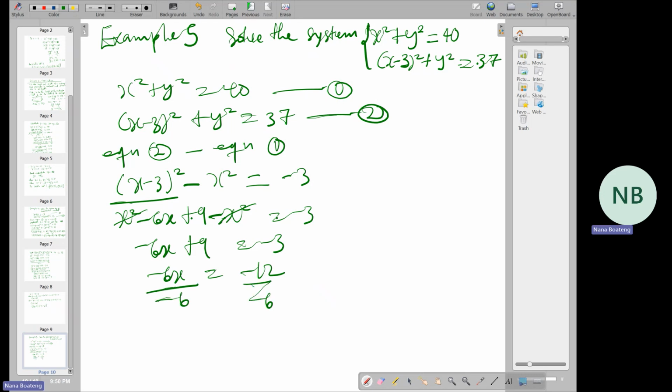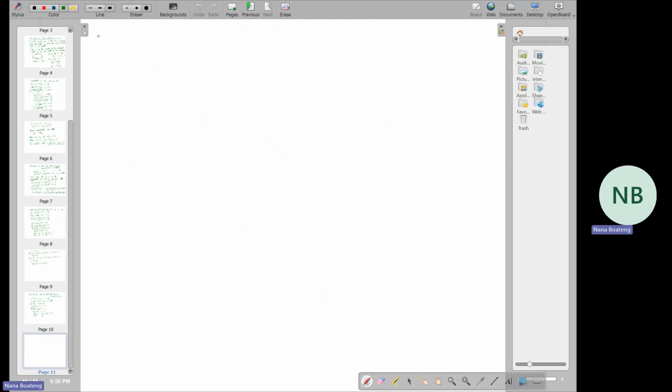So that means our x is equal to 2. And so when x is equal to 2, let's find y. We can substitute this into equation 1 to find y. So when x is equal to 2, equation 1 is x squared plus y squared is equal to 4.